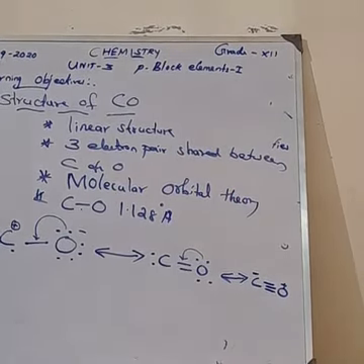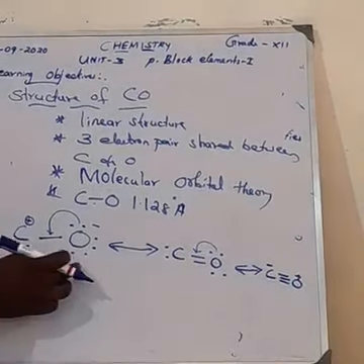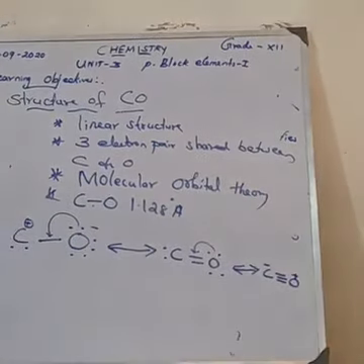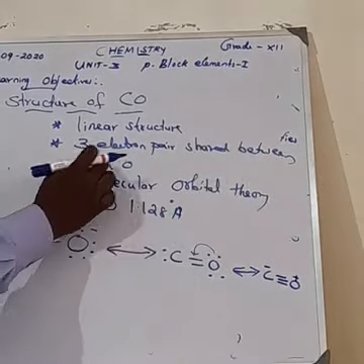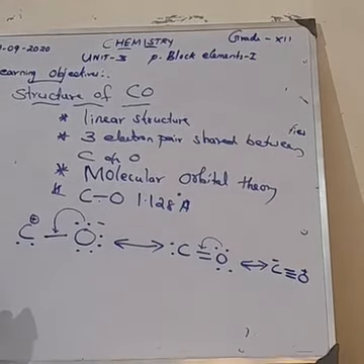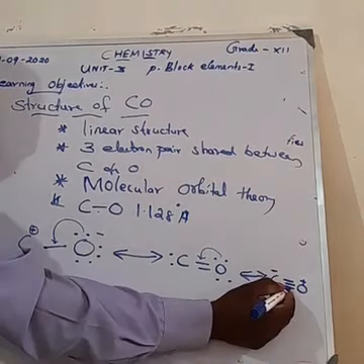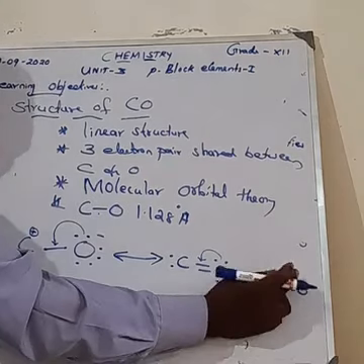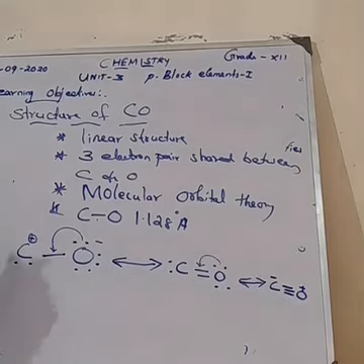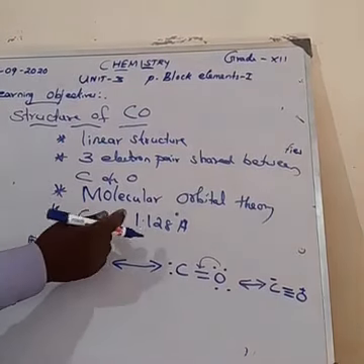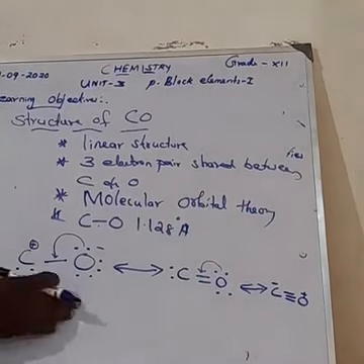Can you draw? So here carbon monoxide has which structure? Linear structure. Here 3 electron pairs are shared between carbon and oxygen. Finally having 1 electron, 2 electron, 3 electron, 3 electrons are shared between carbon and oxygen. It is explained by molecular orbital theory, and the bond distance is about 1.128 Angstrom units. This is the structure.